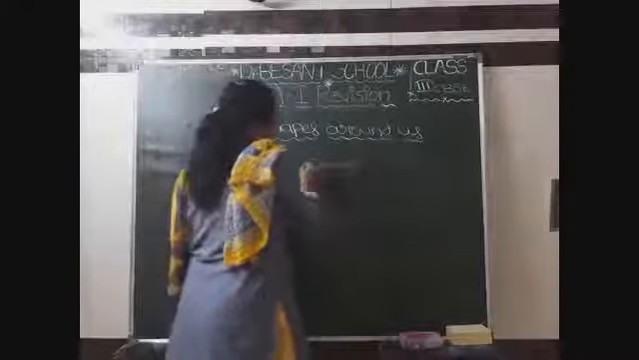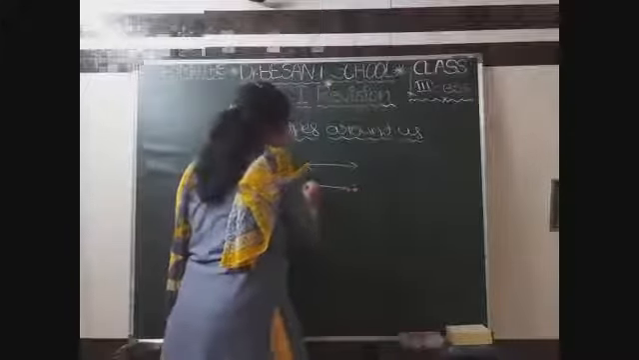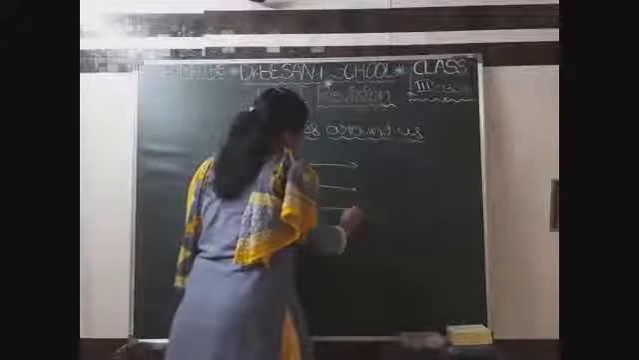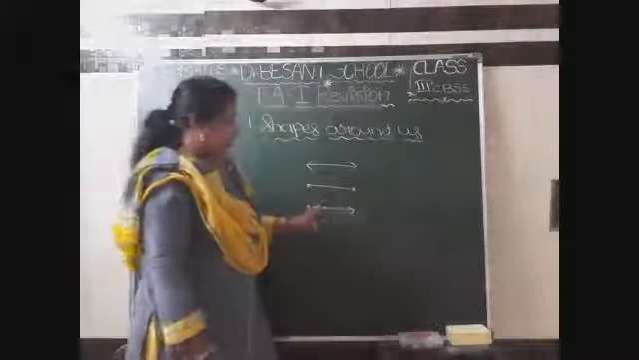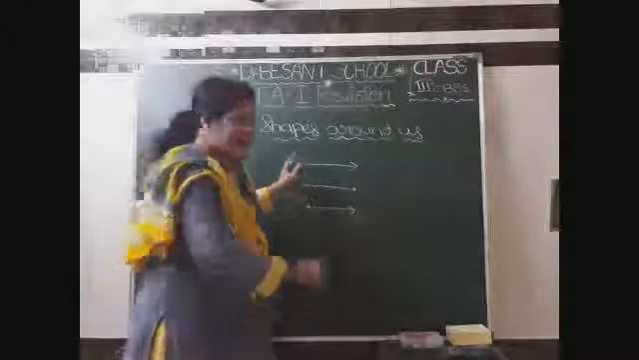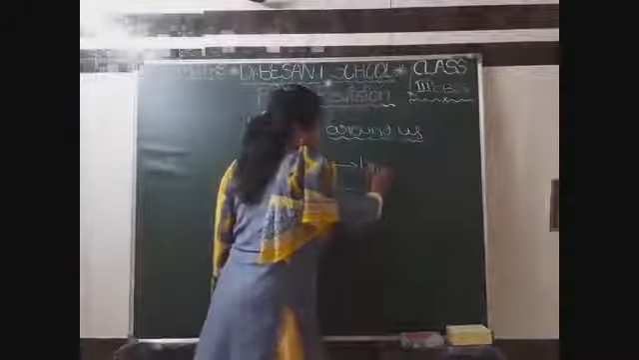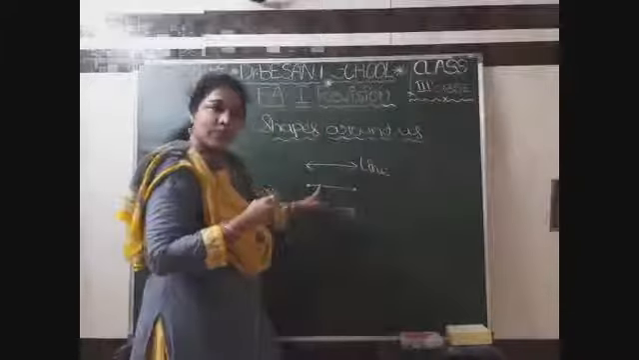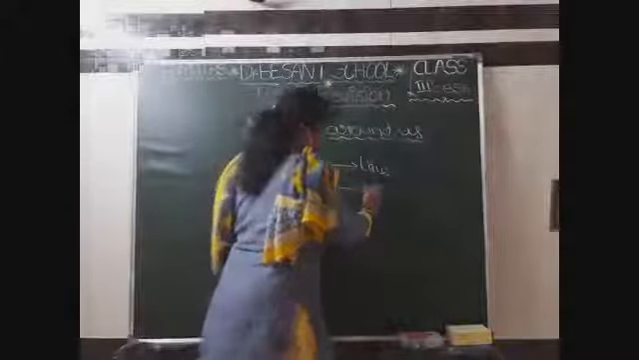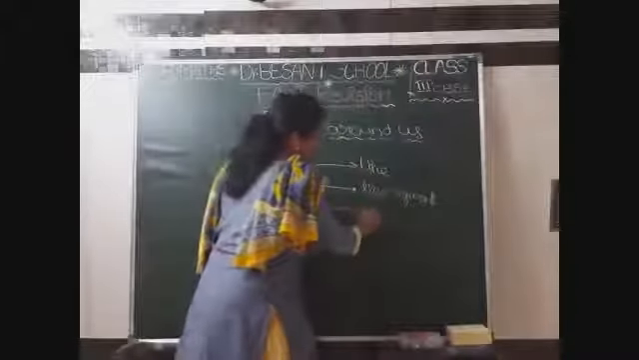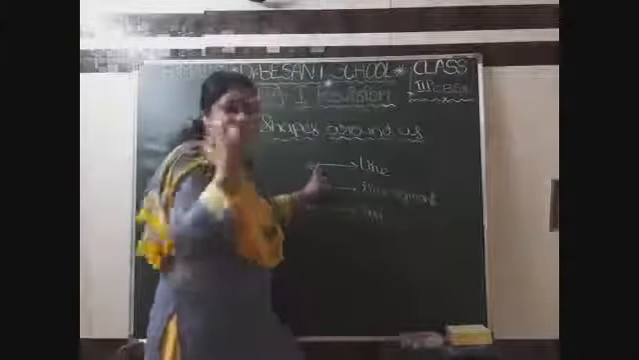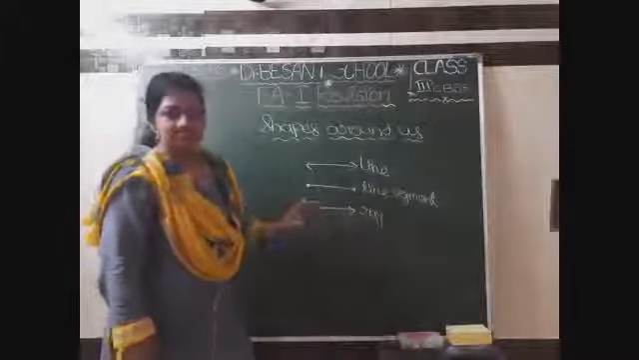Now see children, do you know that one? What is this? And what is this? And what is this? And what is this? This is a line. Very good children. This is a line and this is a line segment. And this is a ray. Very good. This is a line segment and this is a ray.